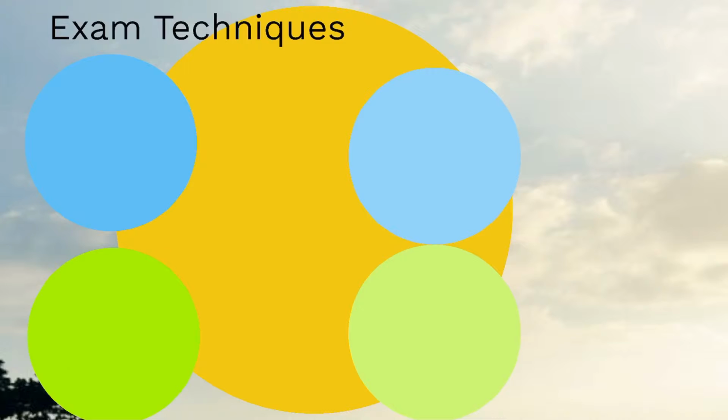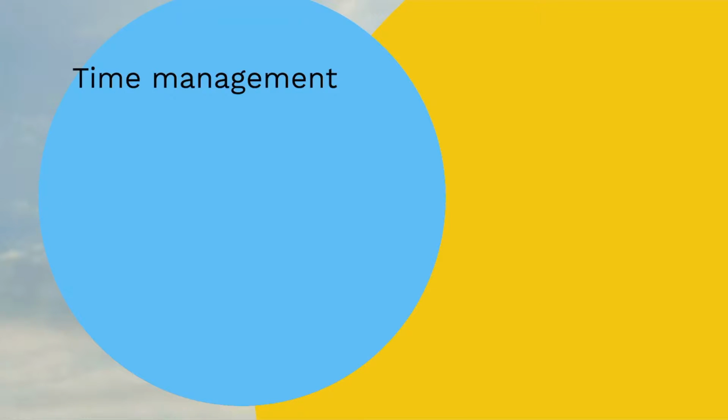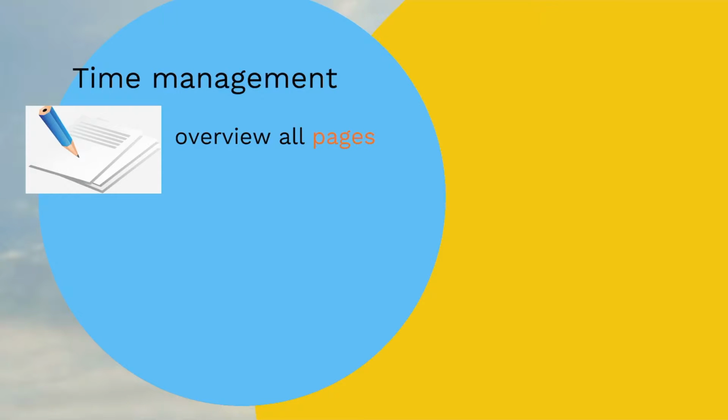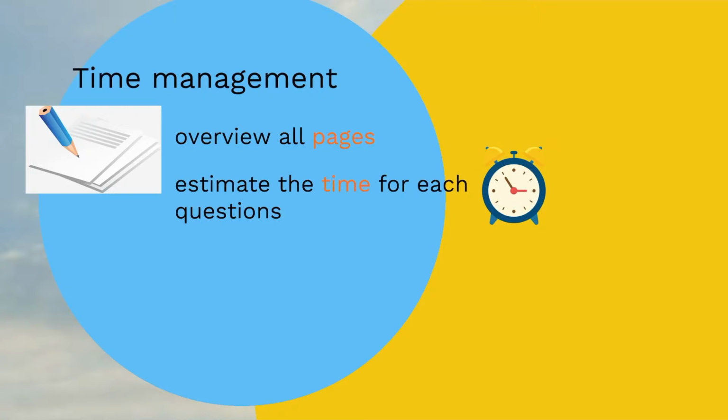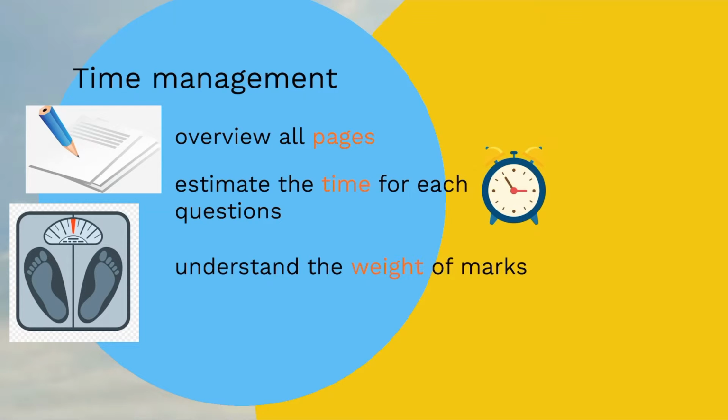That's exam techniques. The first thing students need to know is time management. It means how to use your time effectively in the examination. Before we start answering the questions, the number one thing we should do is to have an overview of all the pages of the exam paper. One of the benefits is to get a good sense of the paper, and it helps you to estimate the time you could spend on each question. Also, you could have a better understanding of the weight of each part by reading the paper all over before you start answering.